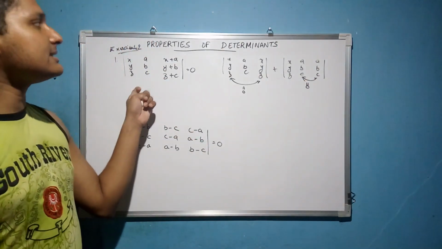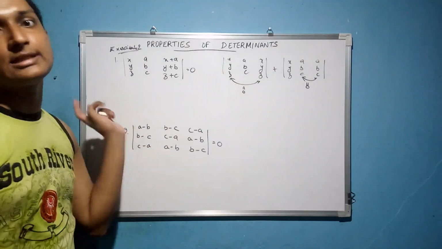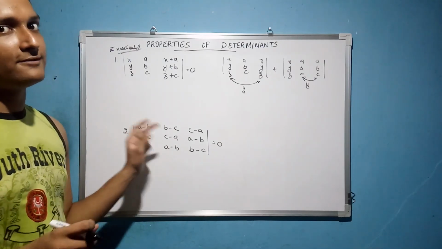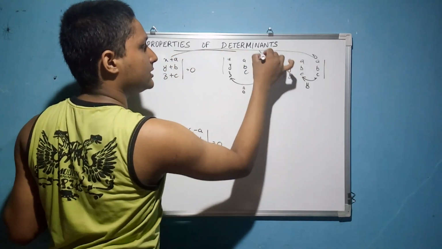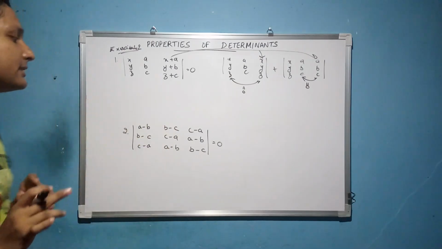So since this is the sum of these two determinants, I can write that this determinant also is equal to 0. That's all about using the properties. You need to just write what is the property which we have used. I have considered this one and split it into 2. That is the only property I have used.